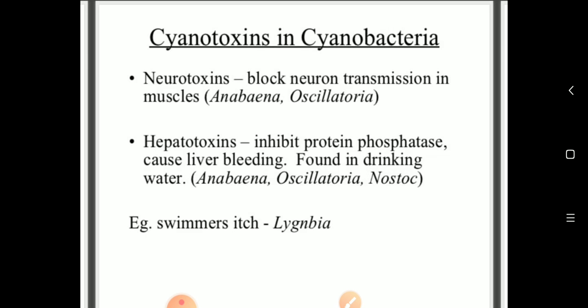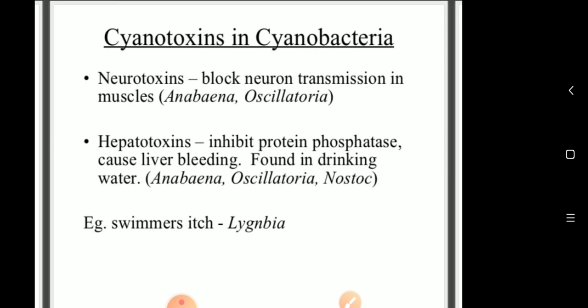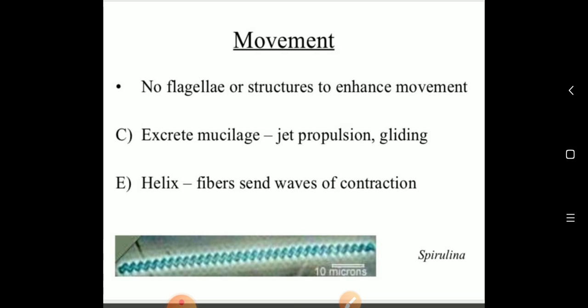Lyngbya is a kind of blue-green algae which causes several skin diseases, and they cause swimmer's itch. Movement: like said earlier, they don't have flagella. So it's a basic difference between bacteria and cyanobacteria, that bacteria have flagella for their movement, whereas cyanobacteria don't have flagella, so they move by the mucilaginous sheath which surrounds their cell. So they move by gliding movement.